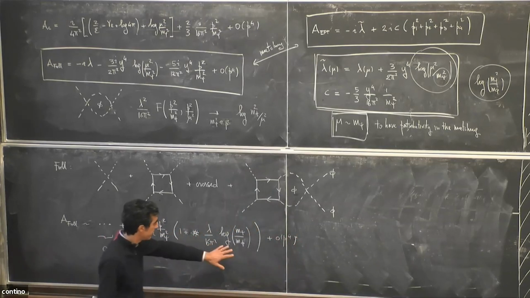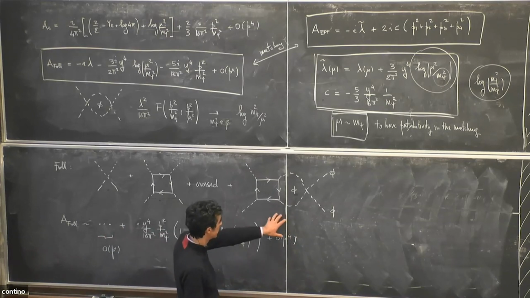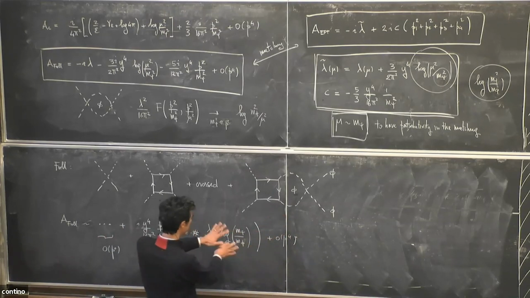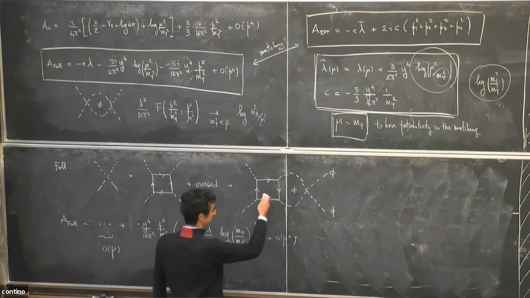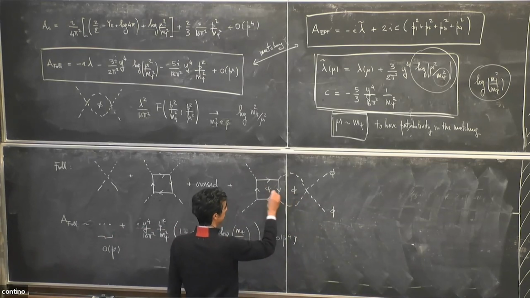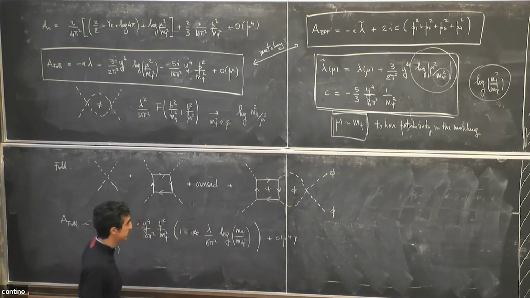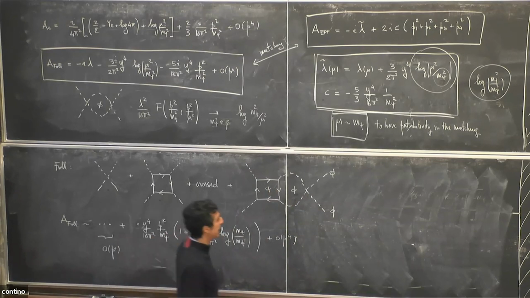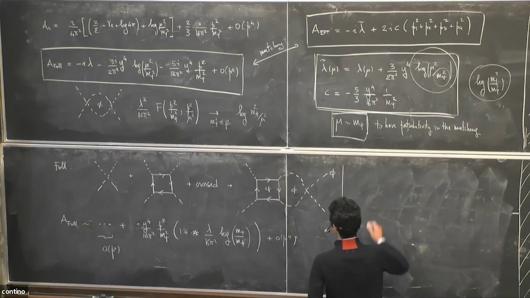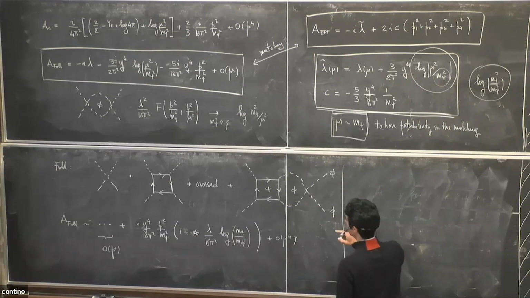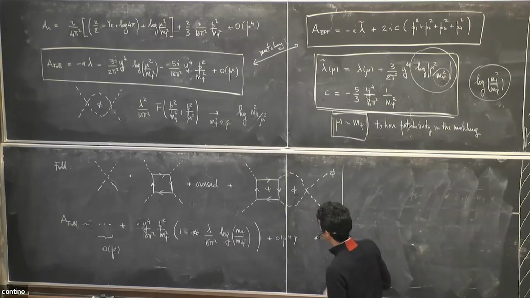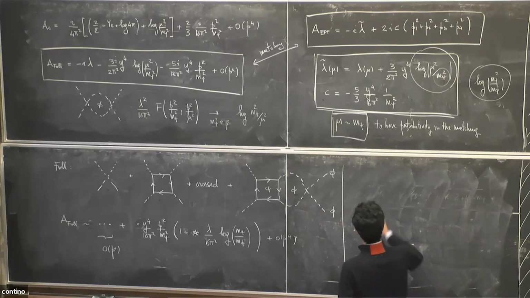So here is the way in which this log arises, because the diagram is finite. There is no mu around. There are two scales, the mass of psi and the mass of phi, and you get these. Now, at the level of the effective field theory, in order to capture this effect, you need to insert also the effective vertex at one loop.